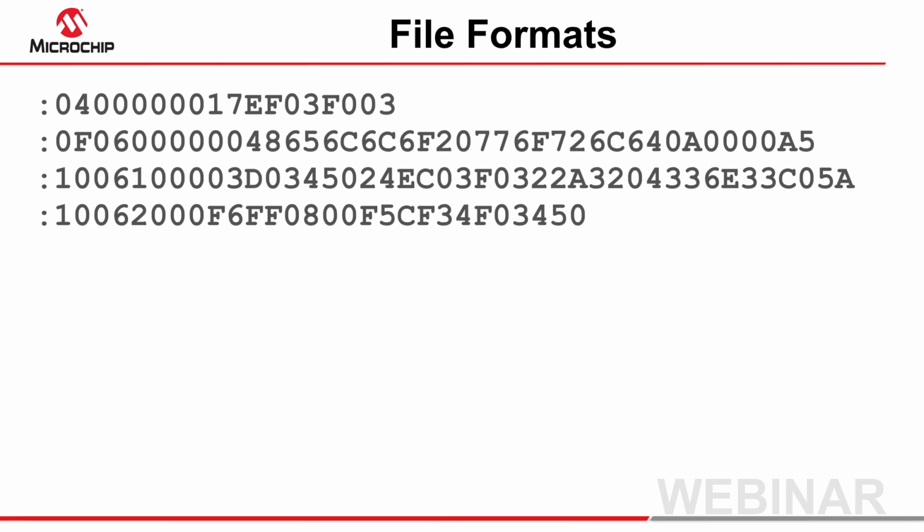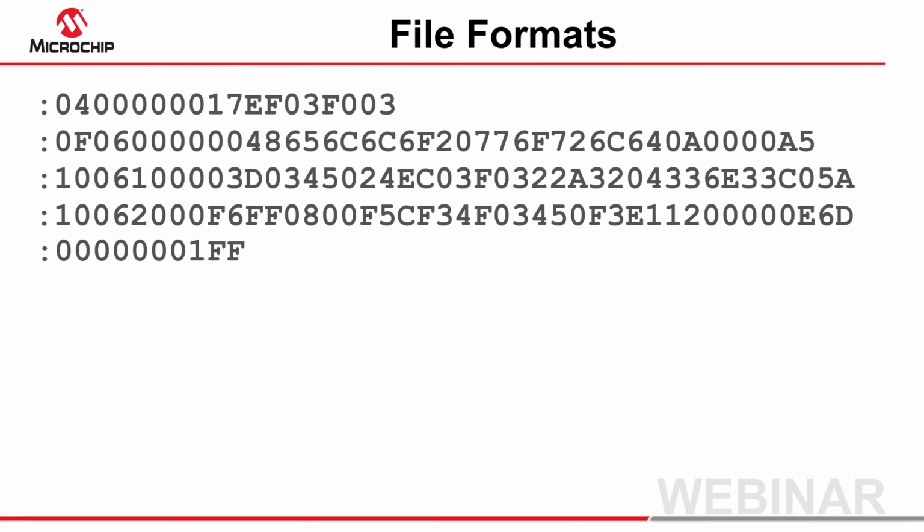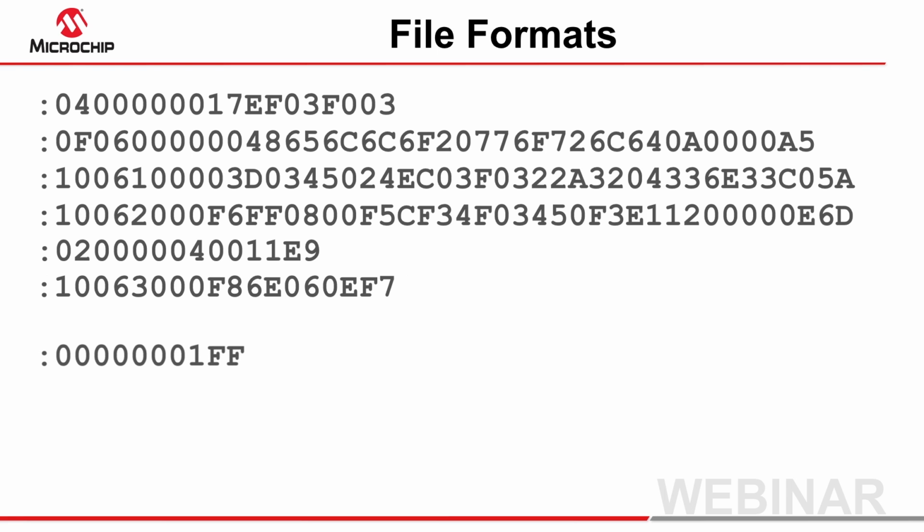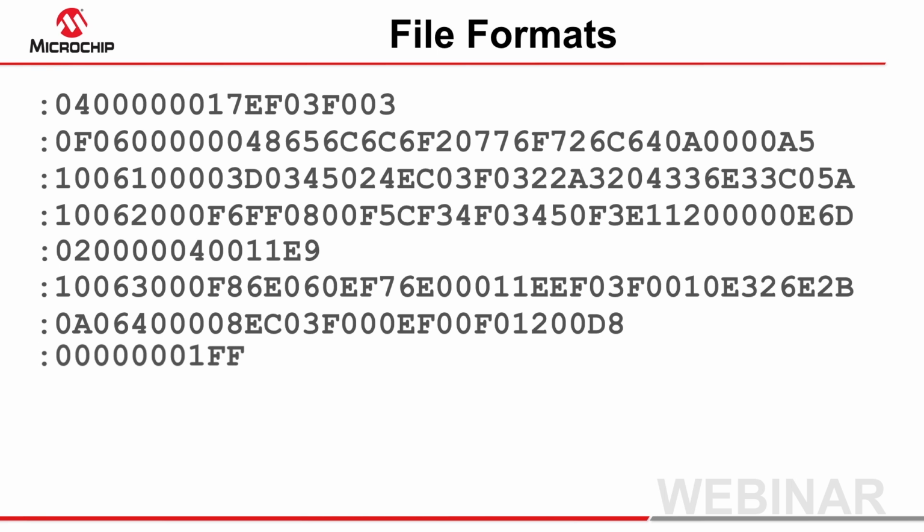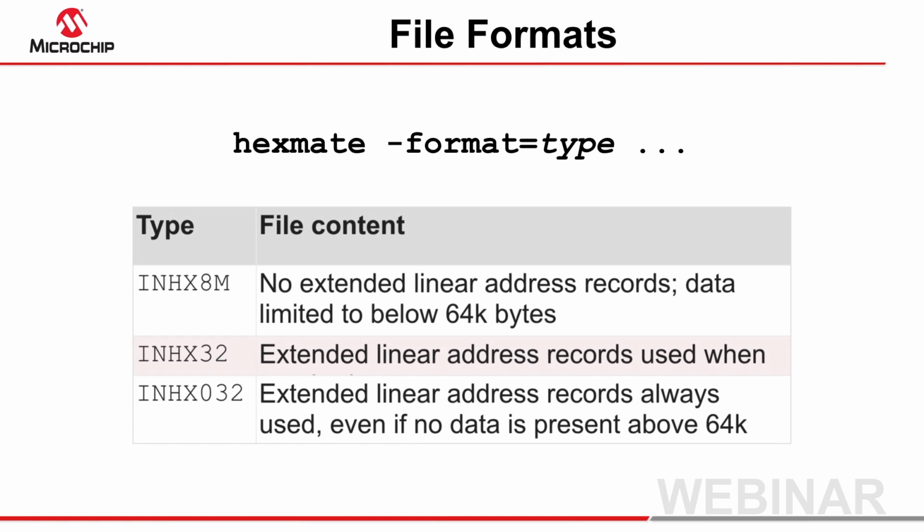We have seen that hex files use a 16-bit address with each record, which limits data to 64K. To allow data at higher addresses, other record types, such as the extended linear address record, code 04, can be used to specify the upper 16 bits of the address for all the records that follow. The Hexmate -format option controls whether the extended linear address record is used in the output.